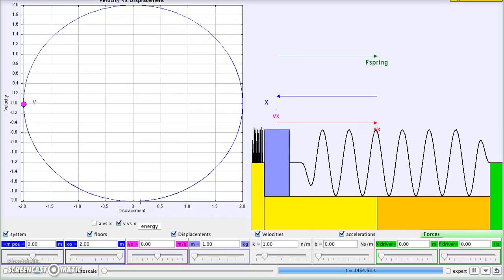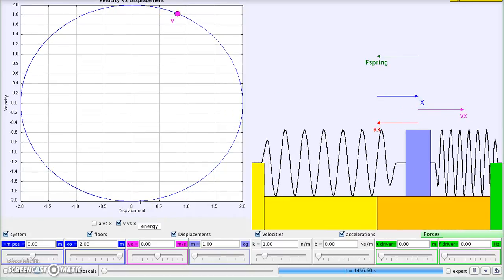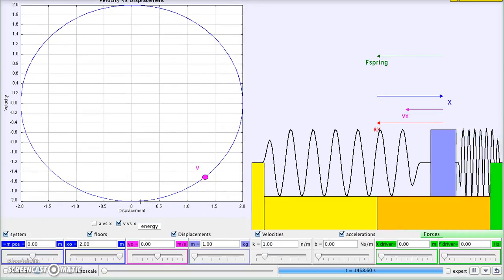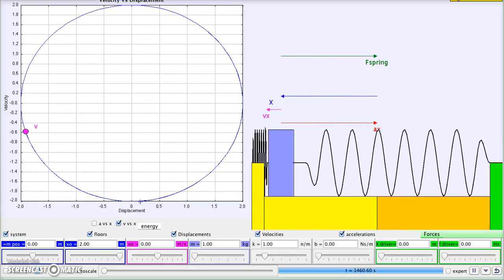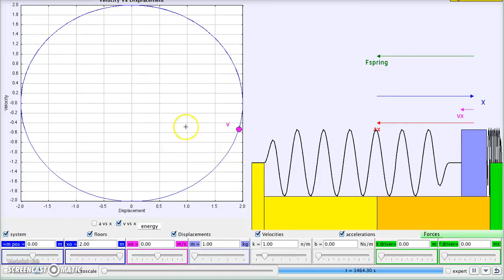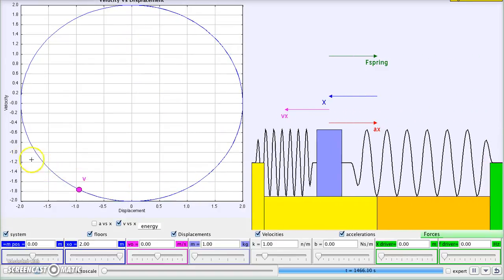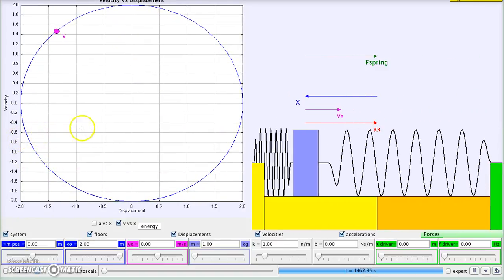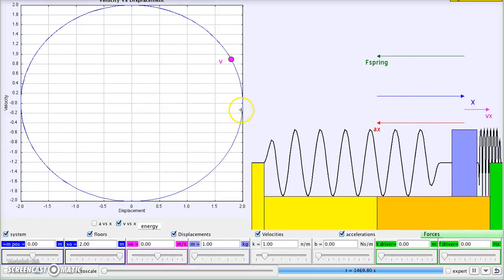what we see right here is that when this thing is going its fastest, if you just watch this pink circle go across your screen, you see that it's moving fastest this way in the center. It slows down and then starts moving fastest back the other way.